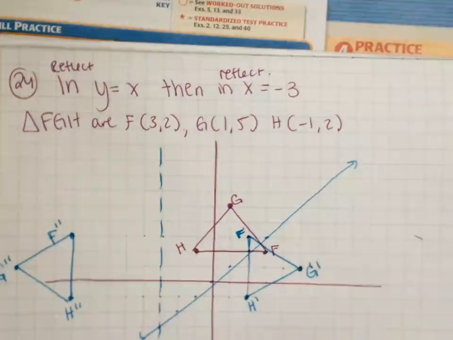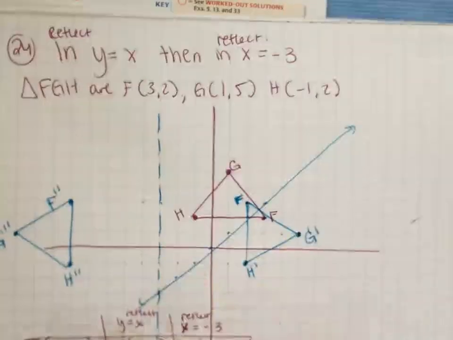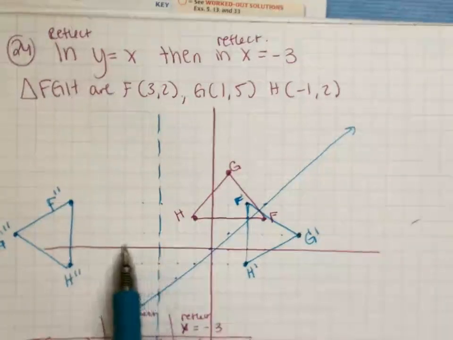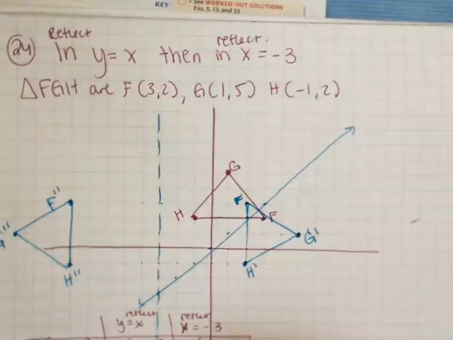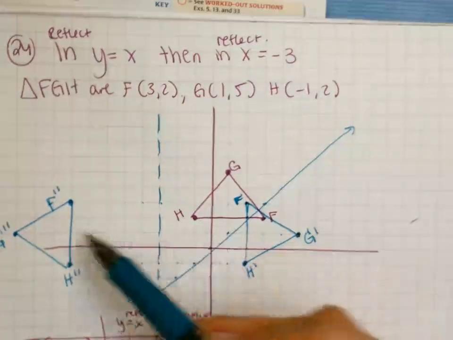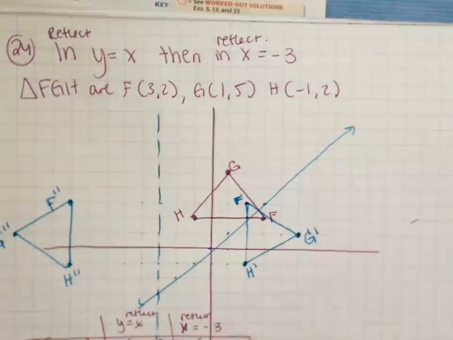And a height of 1. Our H prime prime is at -8, -1, and F is at 3, a height of 3.